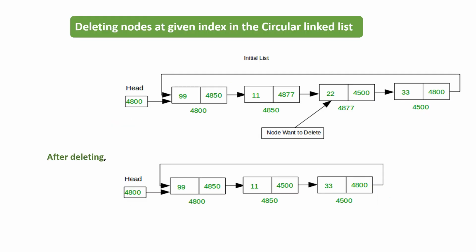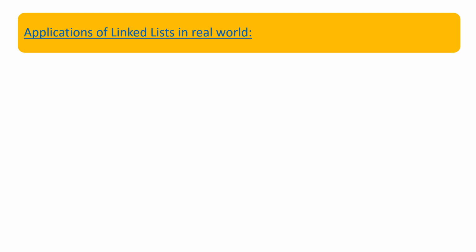And now deleting nodes at a given index. That is, if we delete the node 22 that we want to delete, then the pointers will change like this after deleting. And these are the various operations that can be done in all three types of linked list.